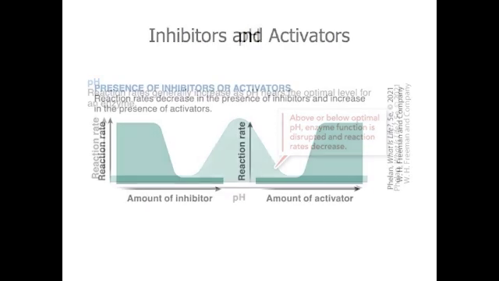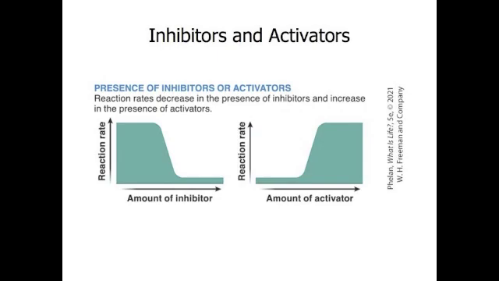And then that brings us to our fourth and fifth point in our discussion of enzymes, which is inhibitors and activators. And we can see how inhibitors and activators act on an enzyme with this graph, or I should say these graphs. So we see the reaction rates decrease in the presence of inhibitors and increase in the presence of activators.